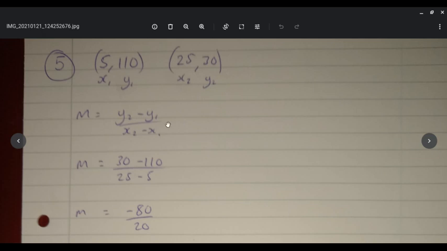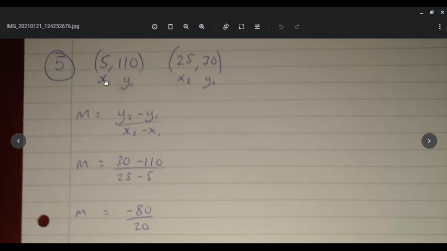How do we find the gradient? It's essentially the change in the height divided by the change in horizontal distance. So to do that, we use the formula y2 minus y1 over x2 minus x1. Again, the top just finds the change in height. The bottom of the equation here just finds the change in the horizontal distance.